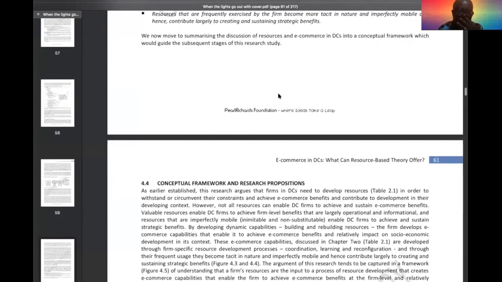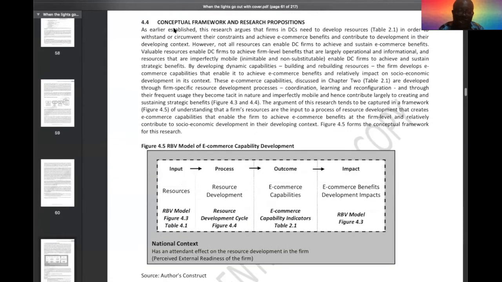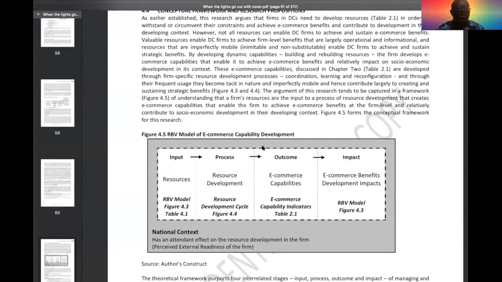Now look at my research framework. Look at the title: conceptual framework and research propositions. This is my research framework. It says that I have four questions. One: what resources are used by Ghanaian firms in e-commerce in Ghana? Another: what processes do they put together? What is the outcome of e-commerce and what is the impact of e-commerce? Now look, if I want to solve the input question, I need the model called figure 4.3 and table 4.1.